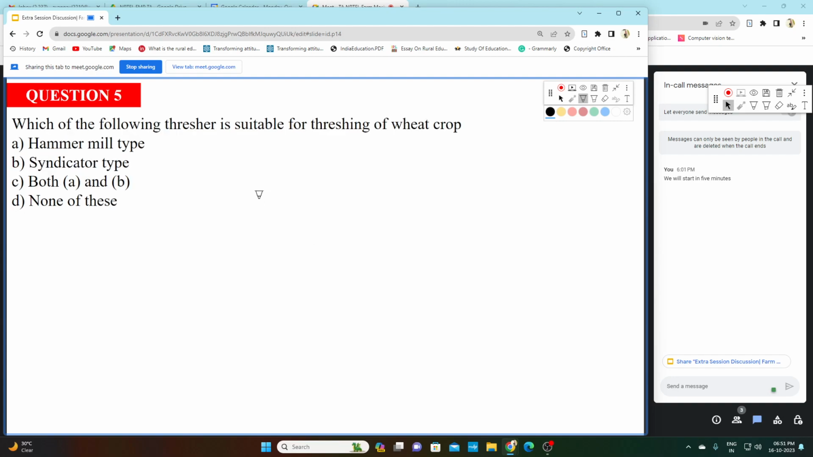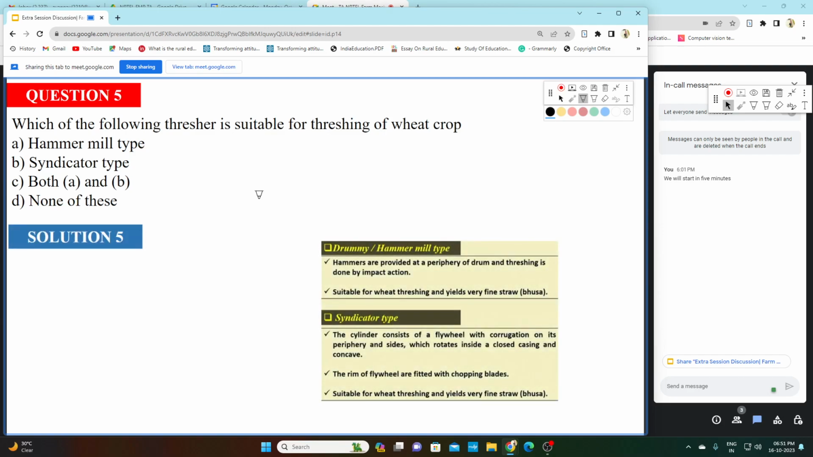Now we are into the last question. Which of the following threshers is suitable for threshing of wheat crop? Option A, hammer mill type; option B, syndicated type; option C, both A and B; and option D, none of these. Whenever we are talking about wheat crop, we have two common types of threshing cylinders. One is the drummy or hammer mill type threshing cylinder, and the second is the syndicated type threshing cylinder. Both these threshing cylinders are used for wheat threshing only, and they yield very fine straw or bhusha.